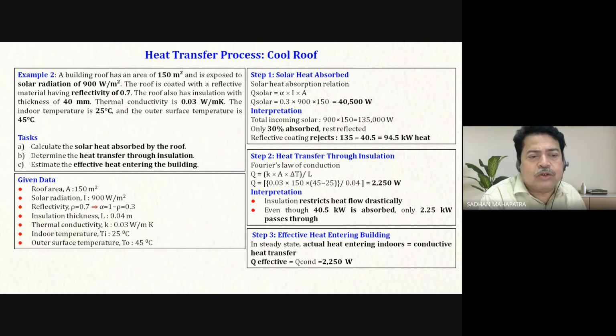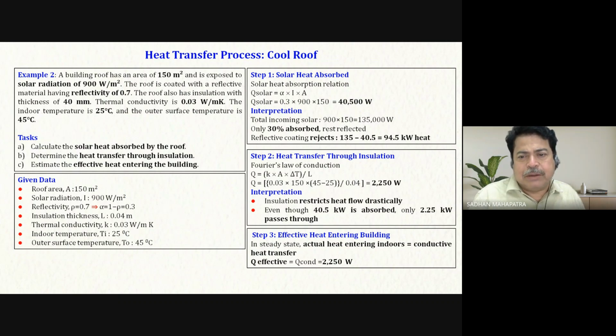Now calculate the solar heat absorbed by the roof, determine the heat transfer through the insulation, and estimate the effective heat entering the building. Now, solar heat absorbed: we know the area is given, so that's alpha into I into A. 0.3 is the absorbability, 900 into 150, that's the area, is 40,500 watt.